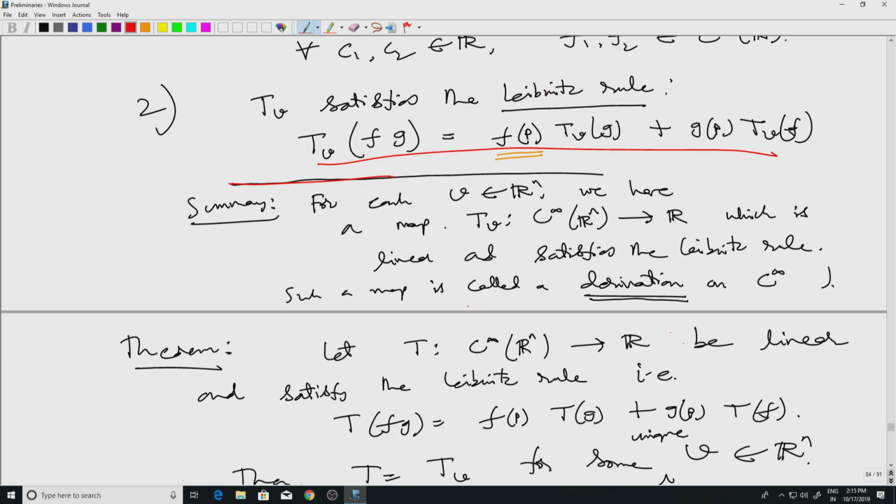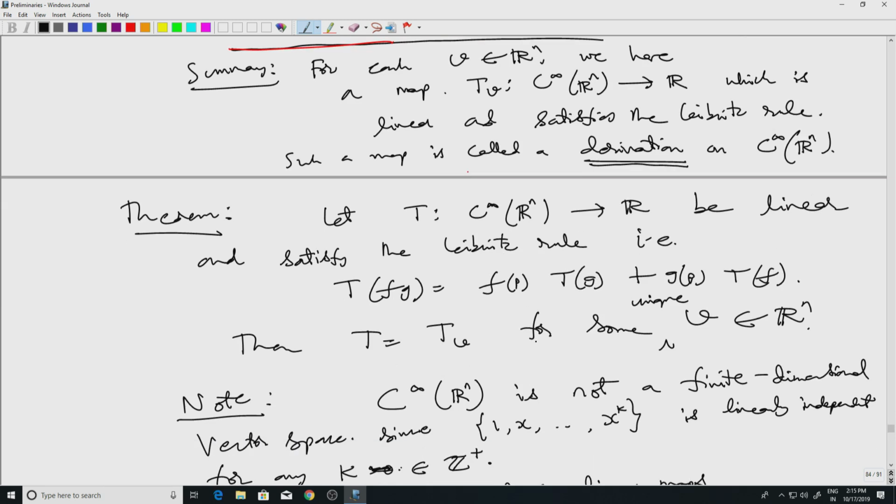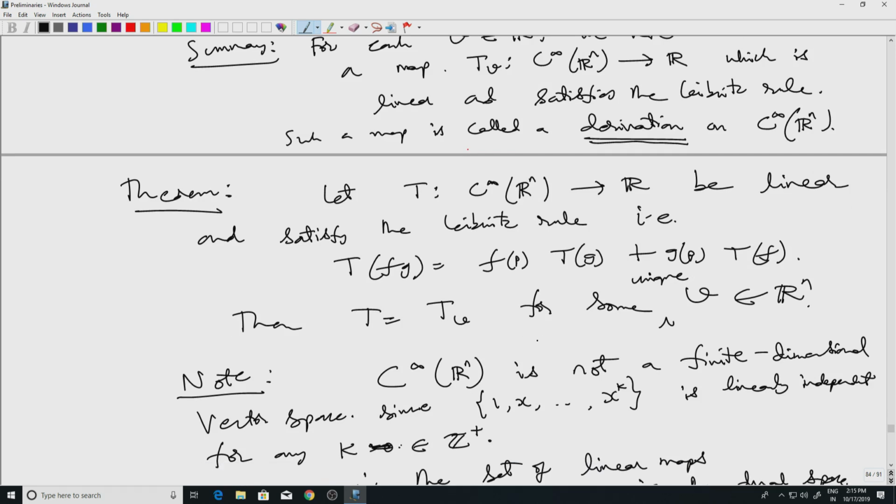So, in summary, for each V in Rn, we have a map TV from C infinity of Rn into R, which is linear and satisfies the Leibniz rule. Let us call such a map a derivation on C infinity of Rn. So linearity and the Leibniz rule: anything satisfying that we'll call a derivation.